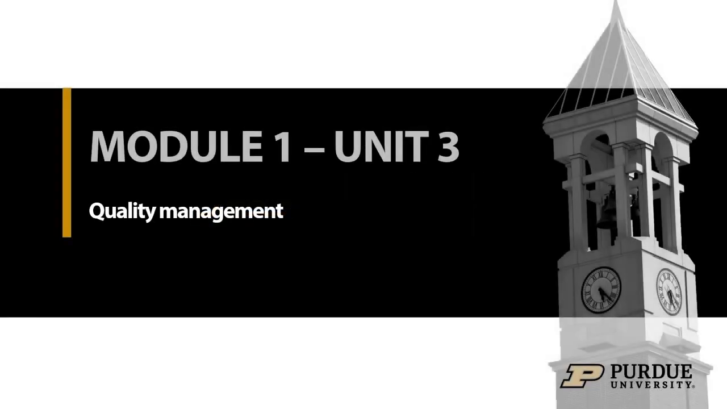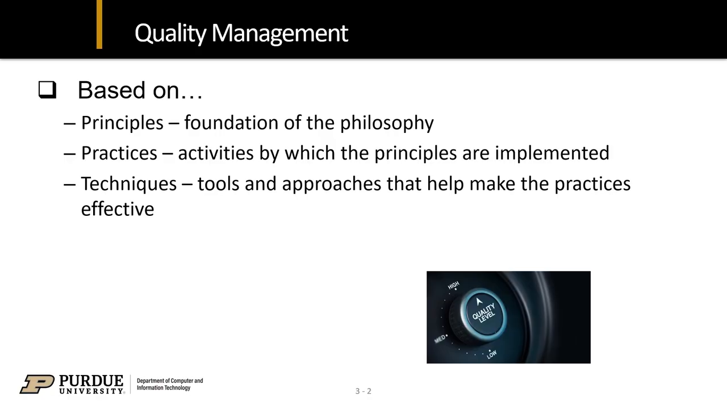So let's talk about quality management. And this begins Unit 3 of Learning Module Number 1. Quality management is based on three things, basically principles. We've talked about some of those principles already. Practices, which are activities by which the principles are implemented. And techniques, which are the tools and approaches that help make the practices effective.